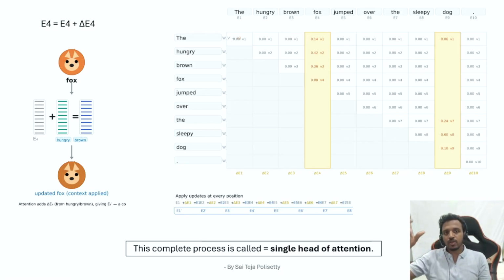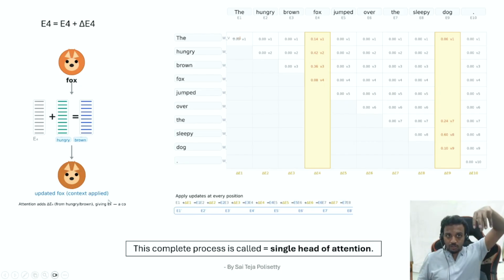I'm giving a new space to the embedding 2. So let's say previously this was the fox. That is E4. Now I added delta E4. That is, I added the context which said that there is an adjective called hungry, there is an adjective called brown. When I give all that information as part of delta E4, it becomes a new E4. Now it looks different: the updated fox with the context applied.